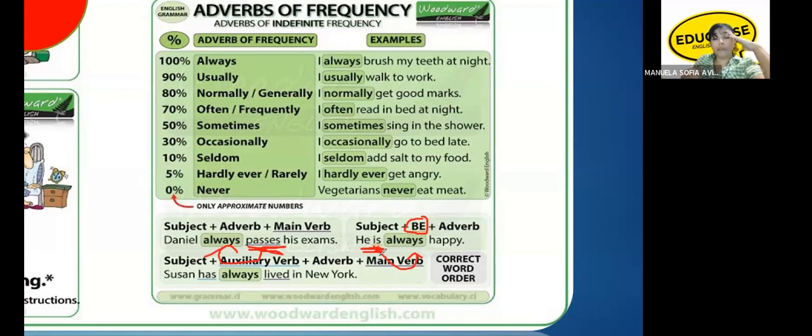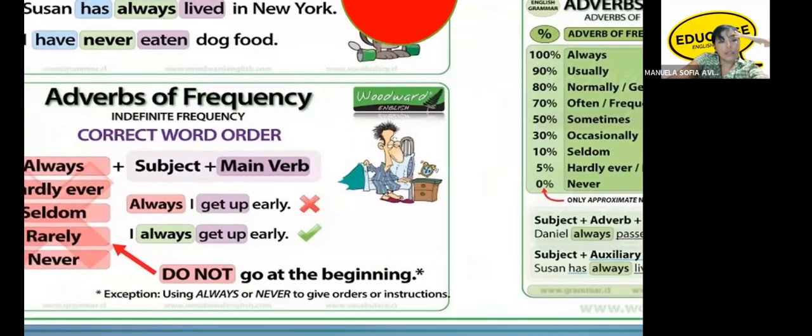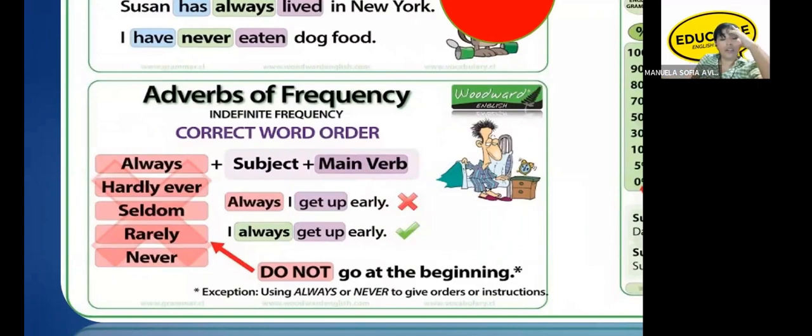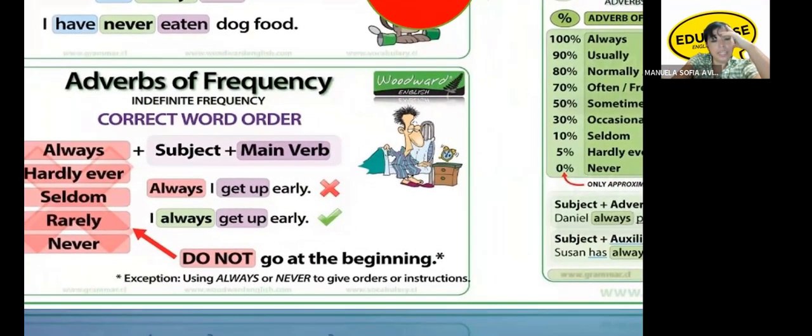But if the verb is verb be, after the verb. I never have to use always, hardly ever, seldom, rarely, and never at the beginning. That's what you have to study, please, tomorrow. I mean, tomorrow, maybe during the day, right? So, you see here, right? It's section: using always or never to give orders or instruction.